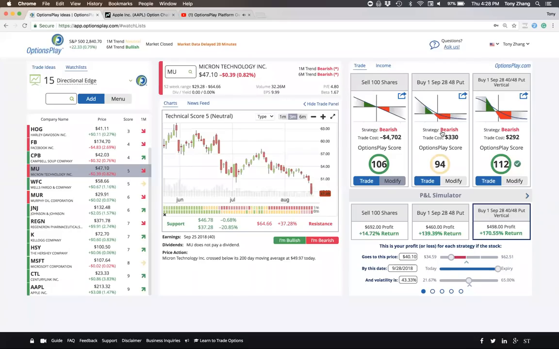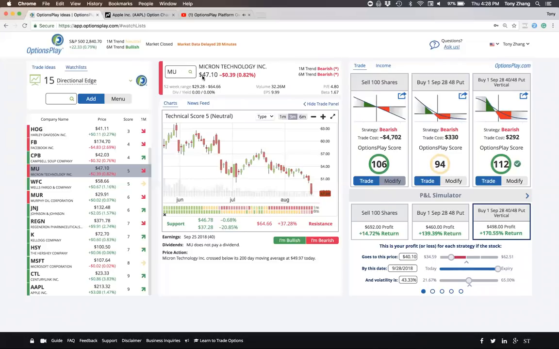That's why we created OptionsPlay. We wanted to give you strategies side by side and actually show you how they would perform so that you understand what your potential profits and what your potential risks are before you get into a trade. So that's what I want to walk you guys through here today.